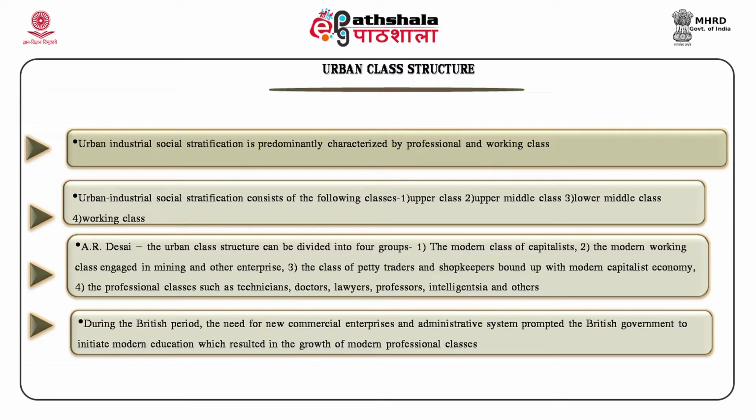Based on an understanding of the discussion A.R. Desai had made in his book Social Background of Indian Nationalism, urban class structure can be divided mainly into four groups: the modern class of capitalists, industrial, commercial, and financial; the modern working class engaged in mining and other enterprise; the class of petty traders and shopkeepers bound up with modern capitalist economy; and the professional classes such as technicians, doctors, lawyers, professors, journalists, managers, clerks, and others, comprising the intelligentsia and the educated middle class.